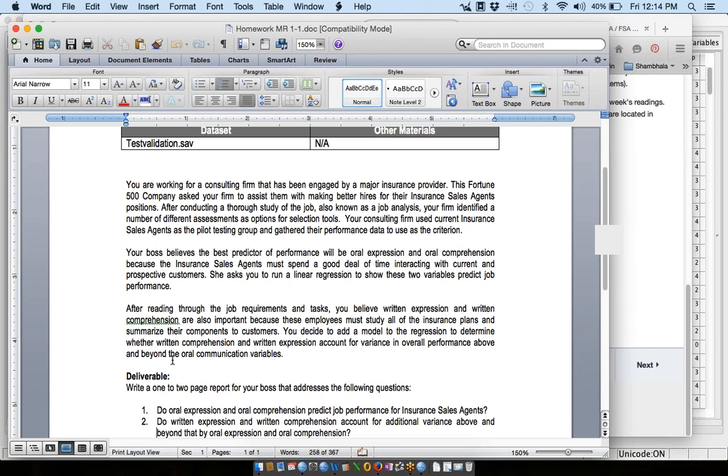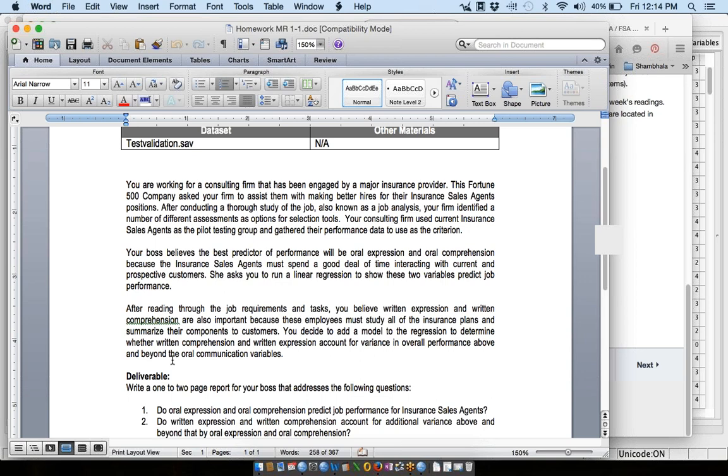So at no point am I running just written by itself. So the second model does include all four. Yes, it includes all four, and your change in R square tells you the effect of just the two written tests. Okay, so that's what it would be if I ran them alone too.